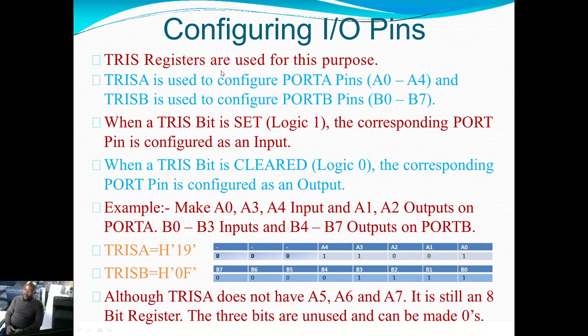Right. Now, how do we configure the pins? How do we configure the I/O pins of your microcontroller? Like I said, the TRIS registers are used for configuring the pins as either inputs or outputs. The TRIS registers are special function registers, and the purpose of the TRIS register is to configure your pins as either inputs or outputs. TRIS A is for configuring port A pins, and TRIS B is for configuring port B pins. Port A pins, we have A0 to A4. For port B pins, we have B0 to B7, meaning we have 8 pins on port B, we have 5 pins on port A.